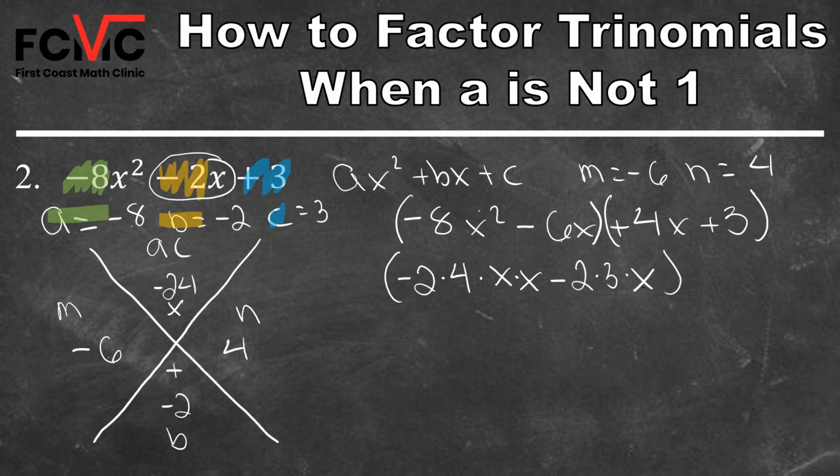And so what's our GCF here? Well, we've got a -2 and a -2, and we've got an x and an x, so we can pull those values out. And what do we have remaining? Well, we've got a 4x and a +3. So I'm going to pull out the -2x, and then we've got a 4x, and this is going to be a positive because I'm pulling out the -2. So this is going to be a +3.